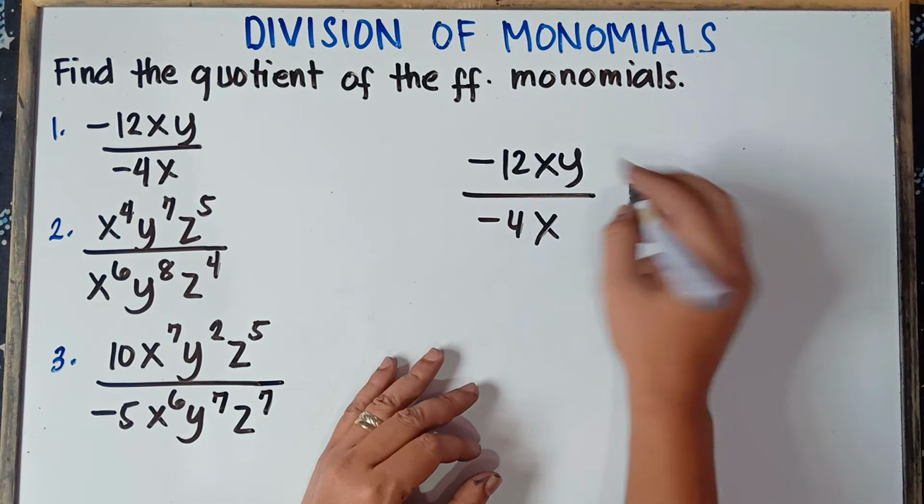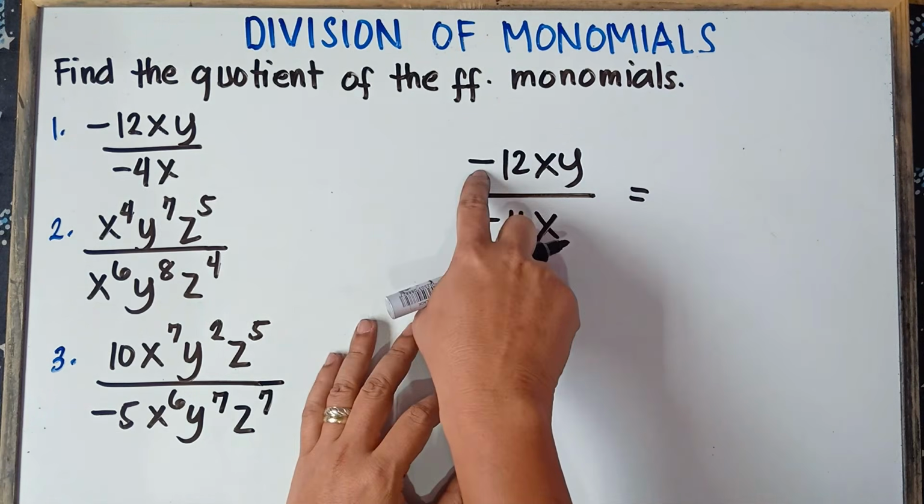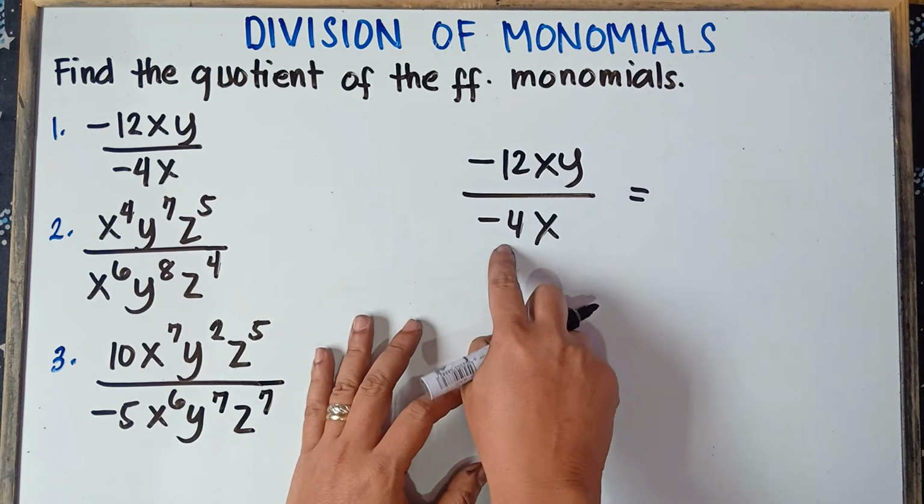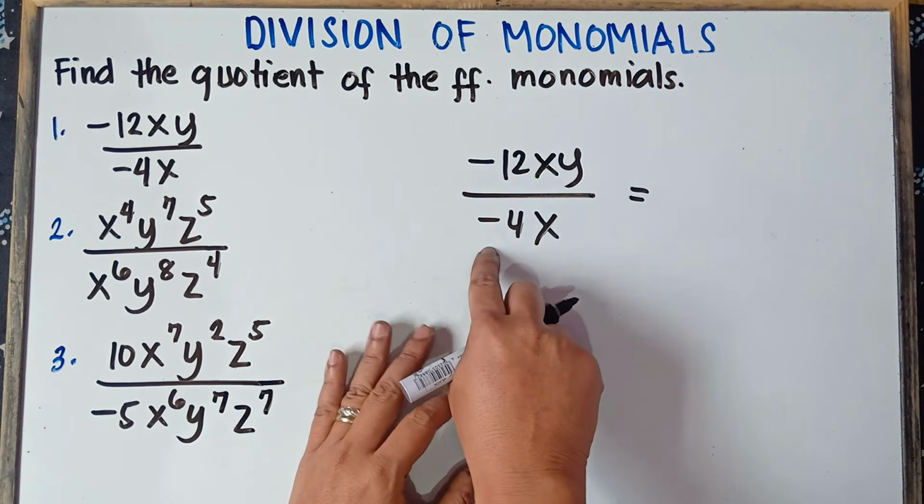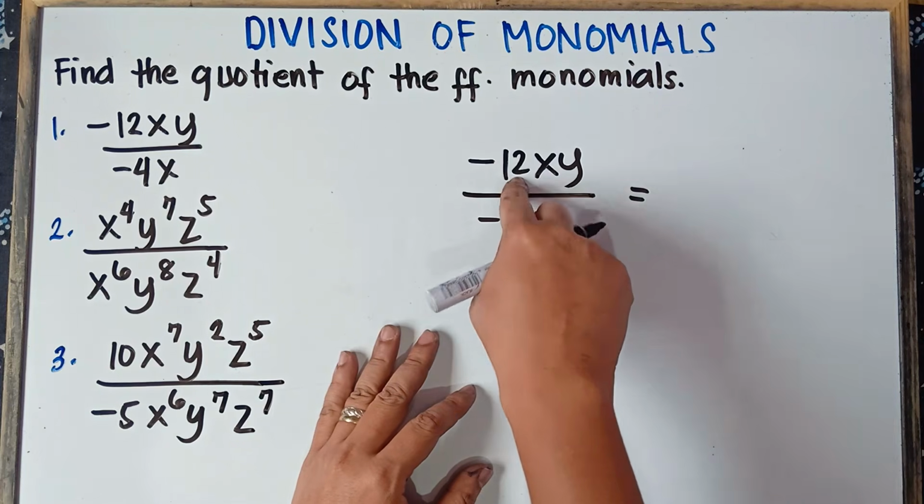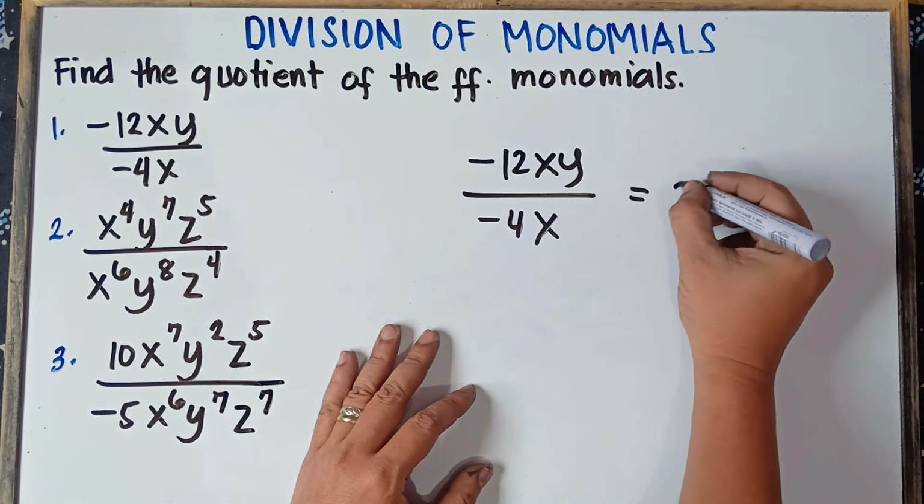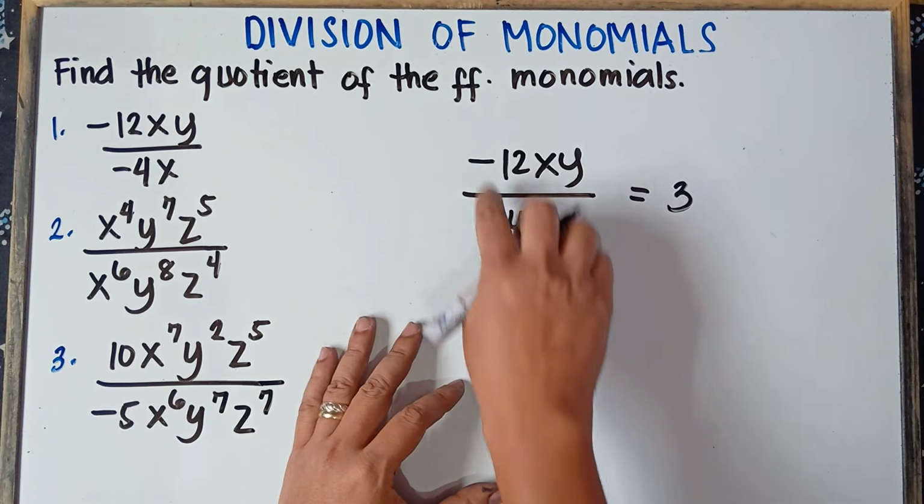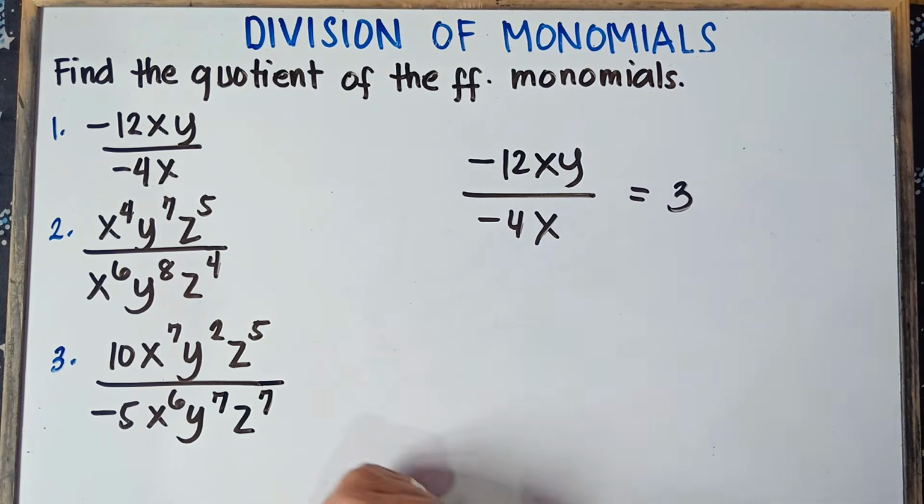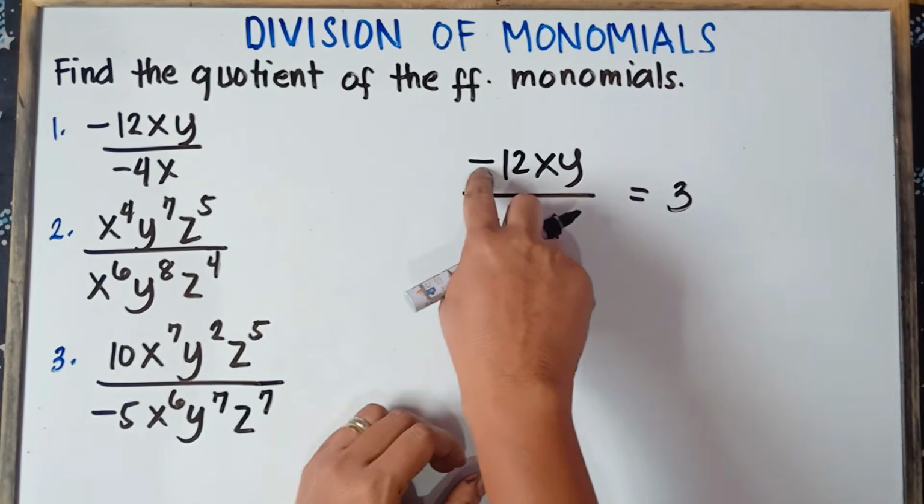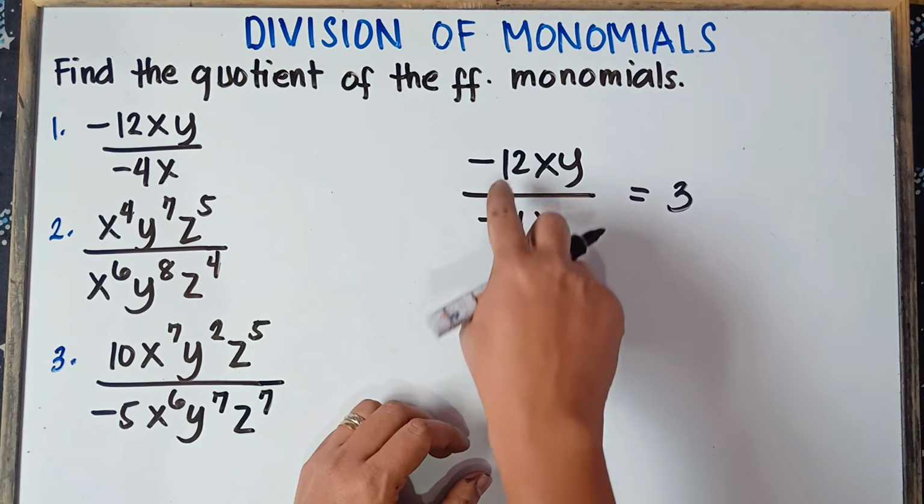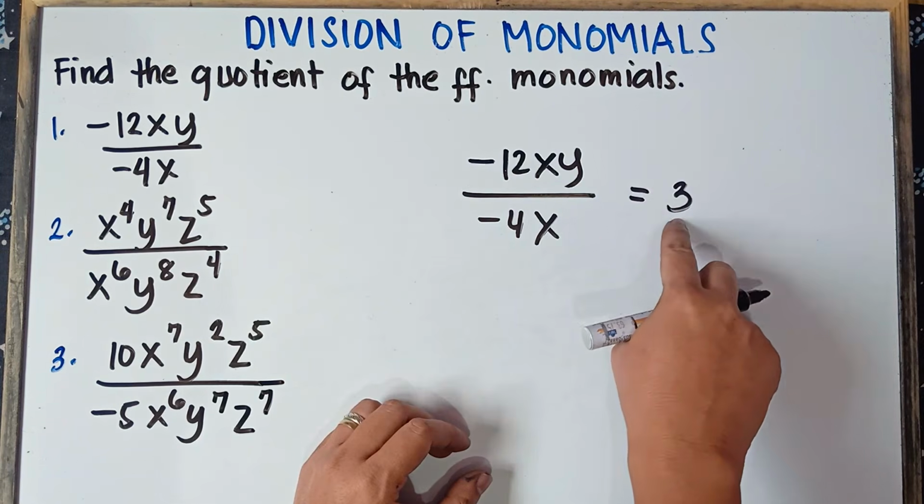So once again, divide first the numbers. Negative 12 divided by negative 4. So negative divided by negative, that would be positive. 12 divided by 4, that would be 3. So once again, class, same signs, dividing the answer, that would be positive. So negative divided by negative is positive. 12 divided by 4, that would be 3.